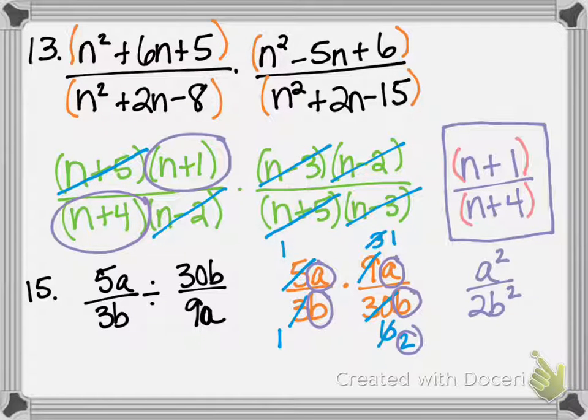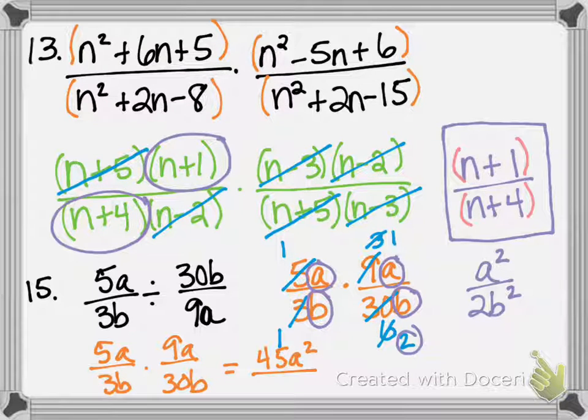Now, there's actually a second way to do this problem. Whenever you write it as a multiplication sign, it may make more sense to you to go ahead and multiply that out. So 5a times 9a, which is 45a squared, over 3b times 30b, which is 90b squared. And now you can just reduce that 45 over 90 to be 1 over 2. So you get the same answer in the end. It's just a different way to do it. It's just whichever way makes the most sense to you.